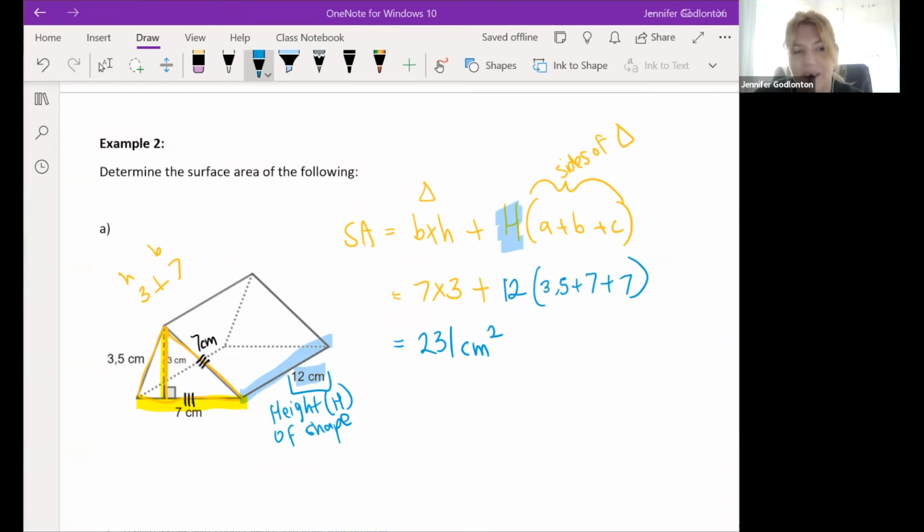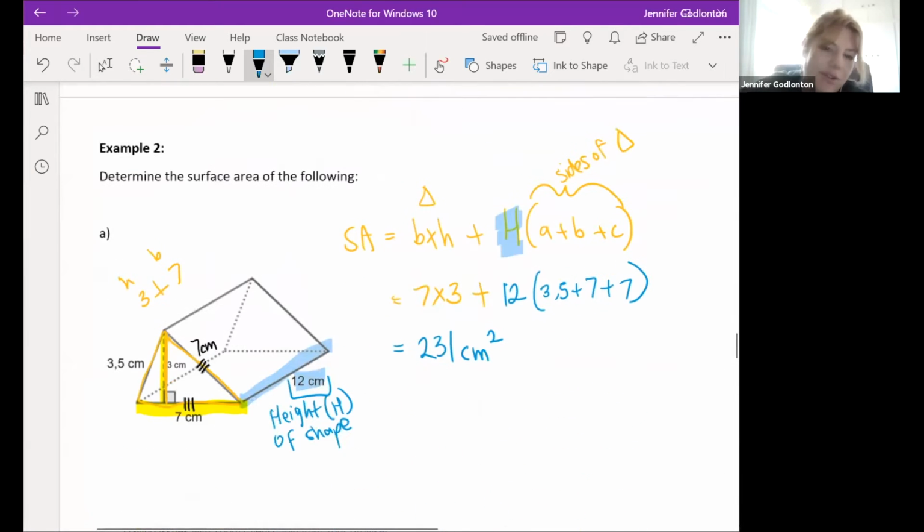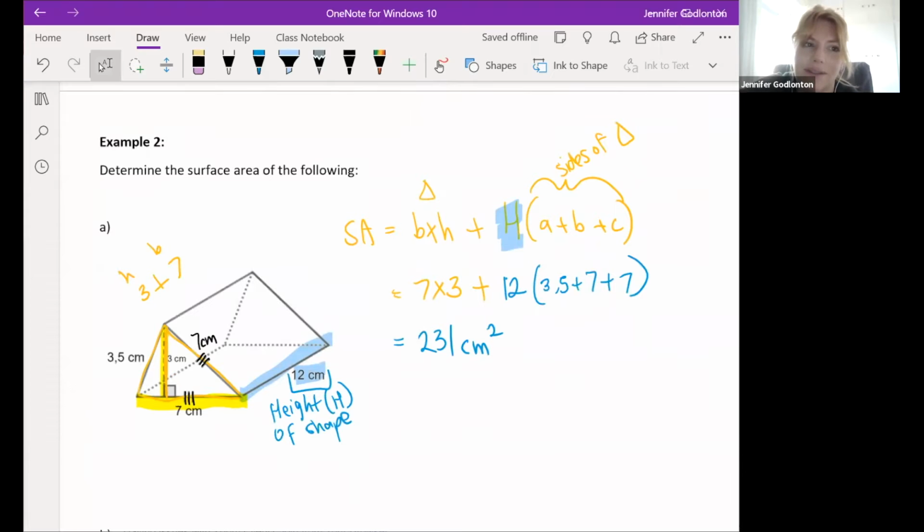Fatu, how can I help? Ma'am, I wanted to ask, why did you only write 3.5 plus 7 plus 7? Is it because the length of the other sides are the same? As in, why are there 2 7s? No, don't panic. I want you to understand. So when we're working with this formula, in the brackets it's only ever going to be the 3 sides of our triangle. Okay, ma'am. So in here, it's just those three sides of our triangle.